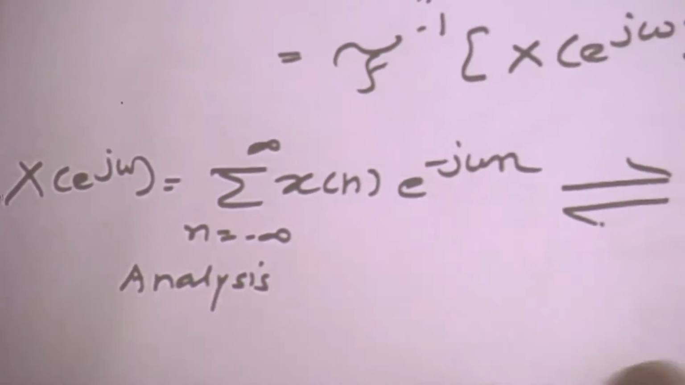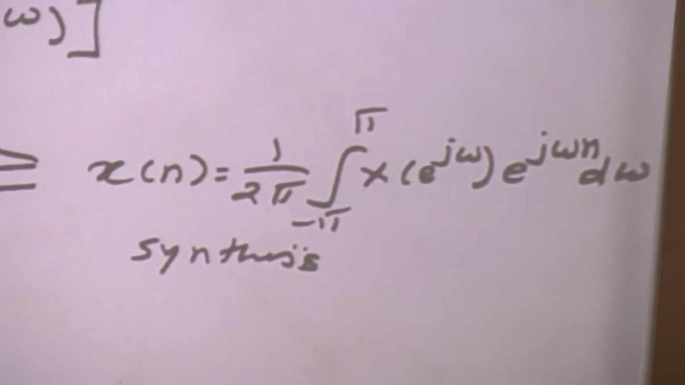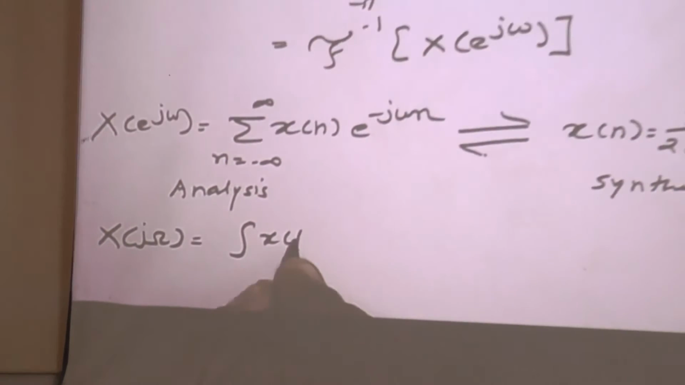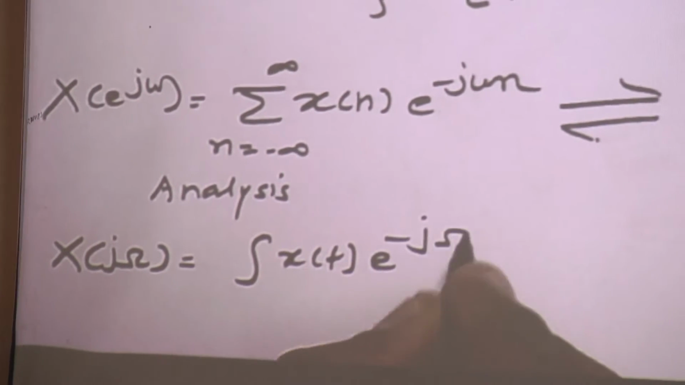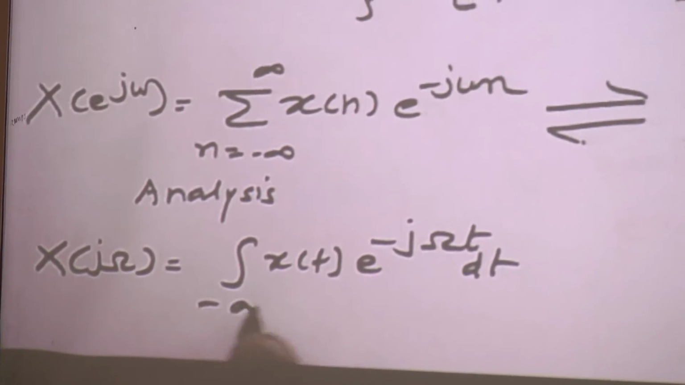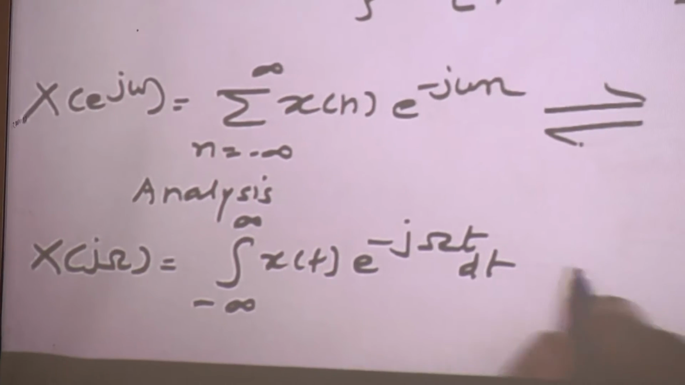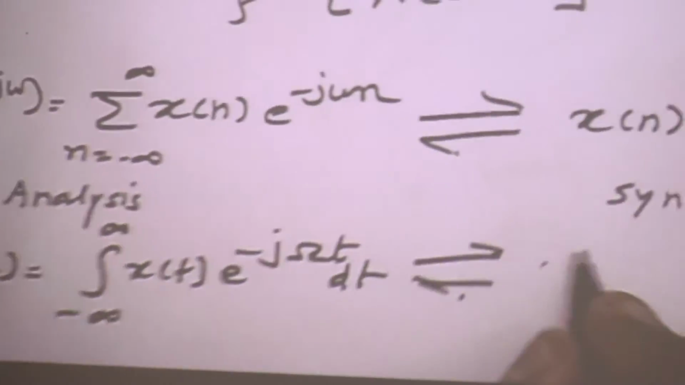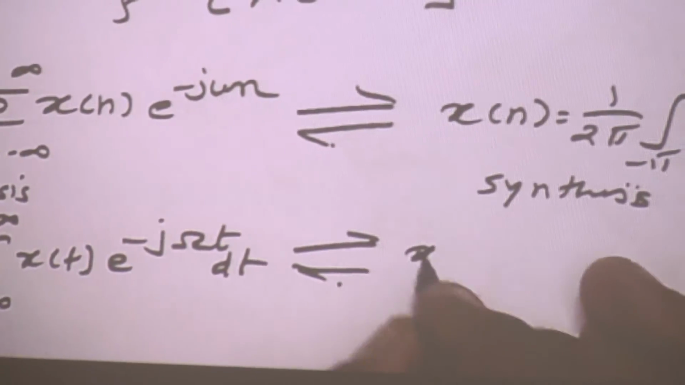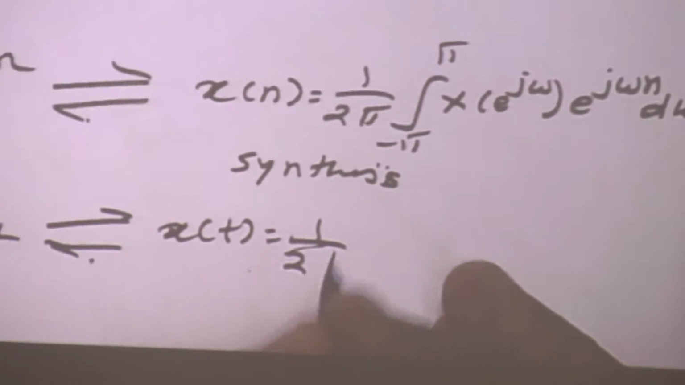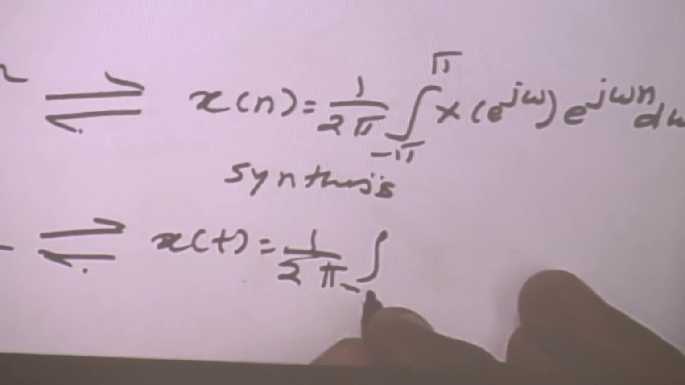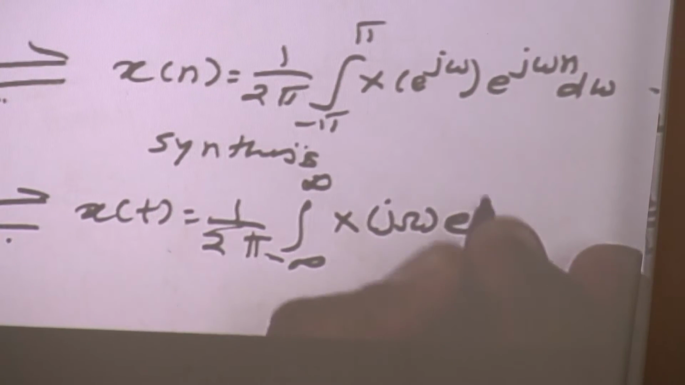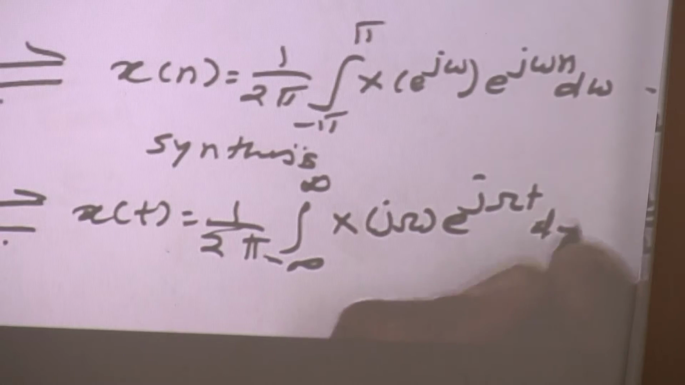Compare this with the CFT equation. What was the CFT equation? X of j omega is equal to integration of x of t e to the power minus j omega t dt, minus infinity to plus infinity. Similarly, we had x of t is equal to 1 upon 2 pi, integration minus infinity to plus infinity, X of j omega e to the power plus j omega t d omega.